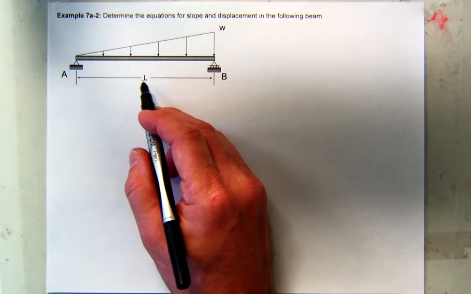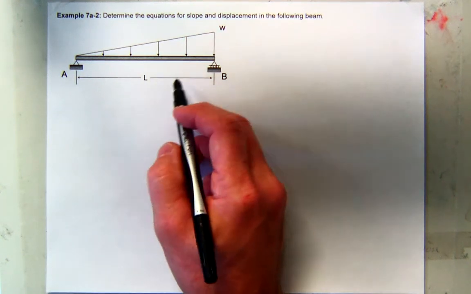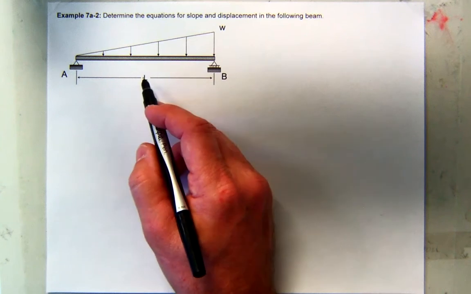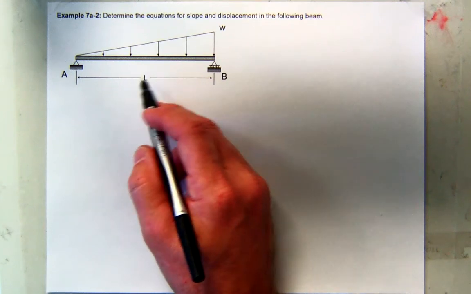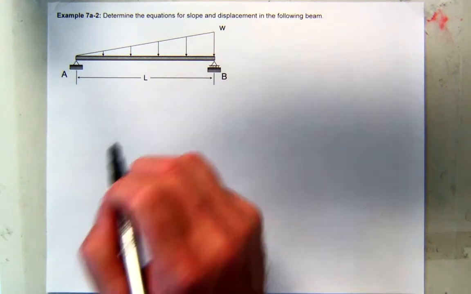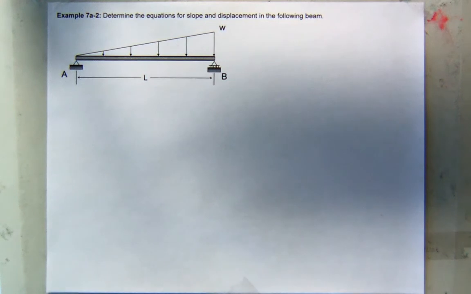So if you were to look for your zero load, you would want to look at values greater than half the span. Okay, with that said, let's do a little planning. We're going to need to find a moment equation.